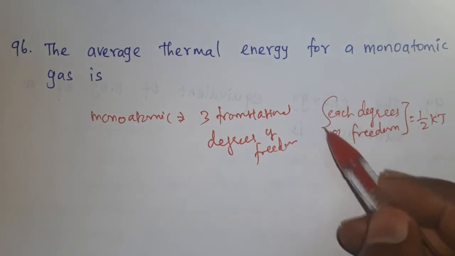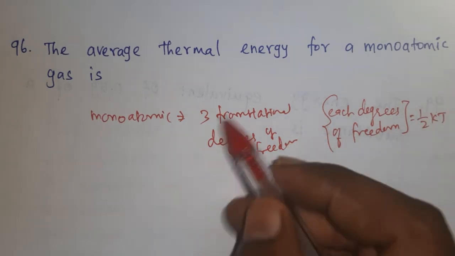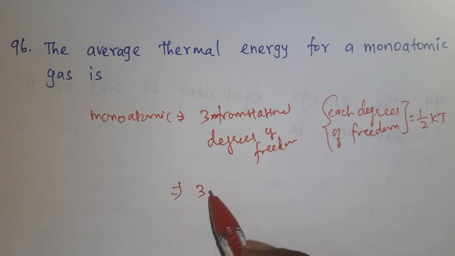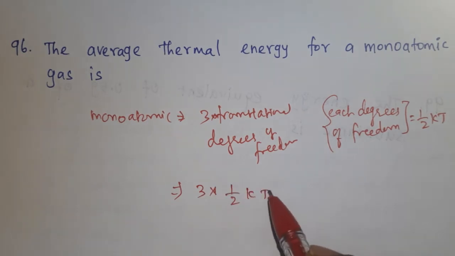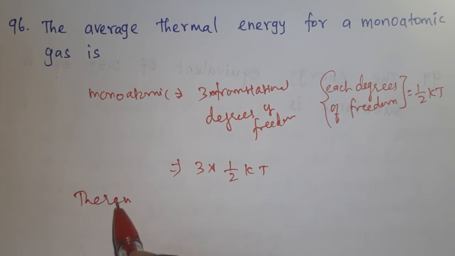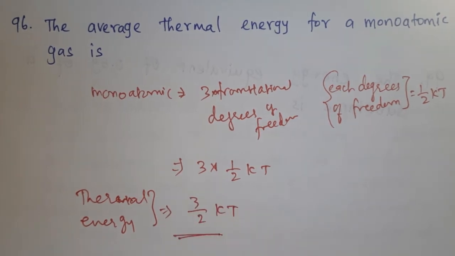For each degree of freedom, the average thermal energy is 1 by 2 kT. For 3 translational degrees of freedom, we multiply 3 into 1 by 2 kT. So the average thermal energy of a monoatomic gas is 3 by 2 kT. This is the answer.